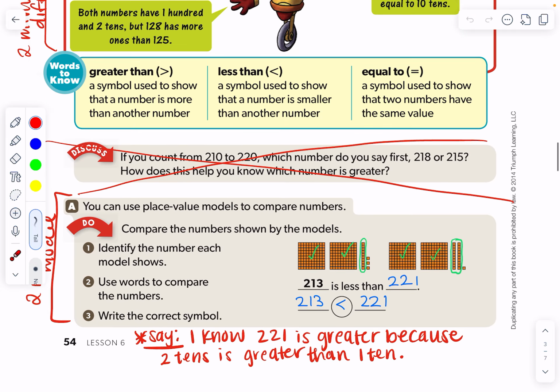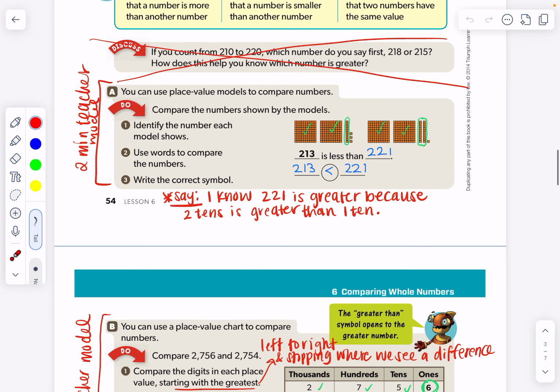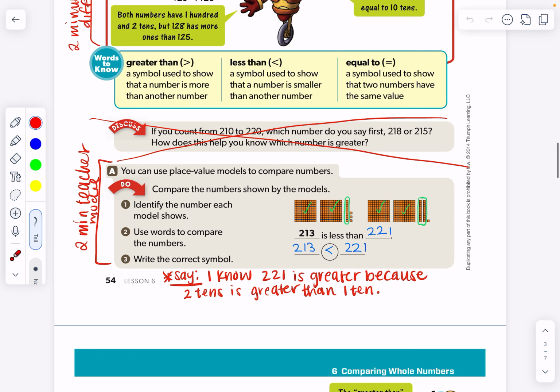So you'll spend 2 minutes going over the models, and then you are going to model for students how they will compare. So they don't give you the value for question A. It just tells you to compare the numbers shown by the models. That is why it was important for you to introduce the models at the beginning of the lesson.